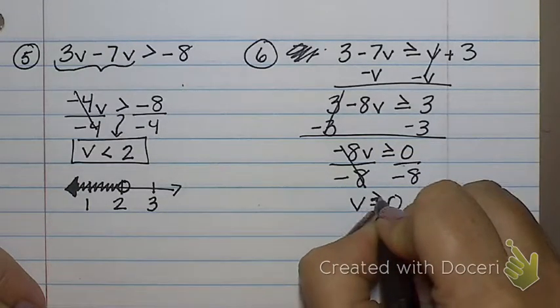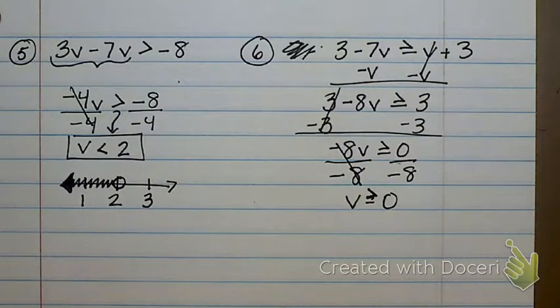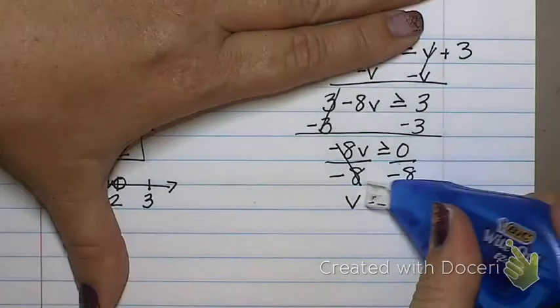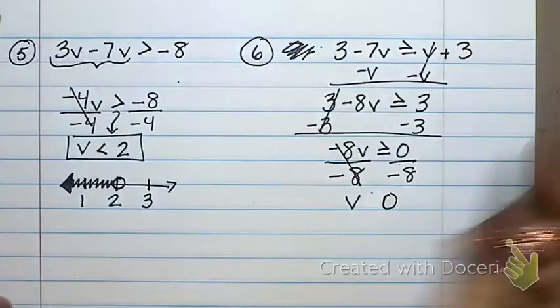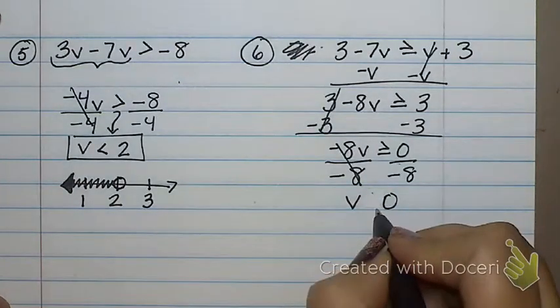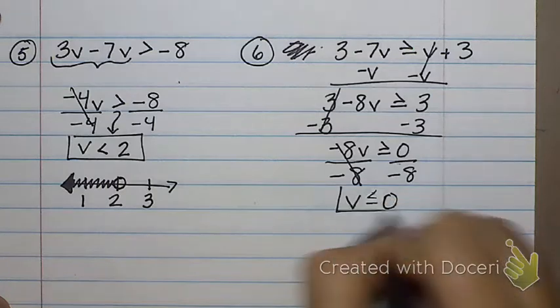V is not equal to... v is greater. I did something wrong. What did I do that was wrong? You didn't flip it. I didn't flip my sign. Dividing isn't cheating, but if you're going to divide, you've got to flip your sign if it's negative. What if I divide both sides by positive 8? Do I need to flip my sign then? Nope. So this flips to that direction, and there's my answer.